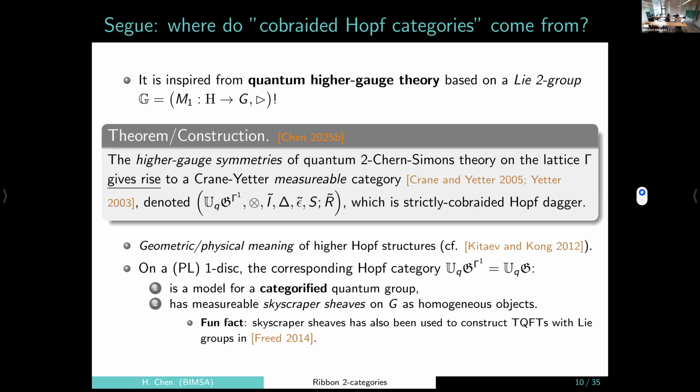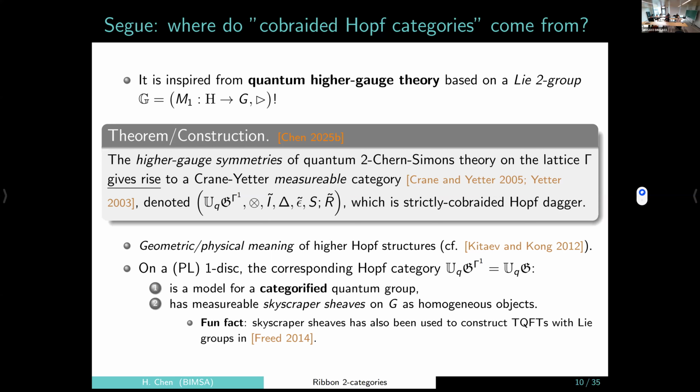So this is the Crane-Yetter category, which is essentially a whole bunch of sheaves with special, very nice structures, which allows you to control L2 sections. They're L2 sections, I should say. So these are models for this thing that I'm considering. And a very cute thing that you can notice is that this guy, by construction, has what's called skyscraper sheaves as homogeneous objects. And they have also been used.